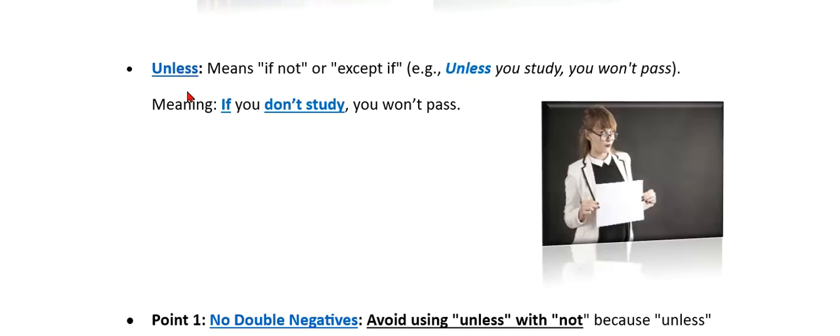The second connector is unless. Unless means if not or except if. As you can see, unless has a negative meaning in it. Innately, naturally, it has a negative meaning in it. For example, unless you study, you won't pass. It means if you do not study, you won't pass. So as you can see, unless means if not, if you don't study, or except if you study.